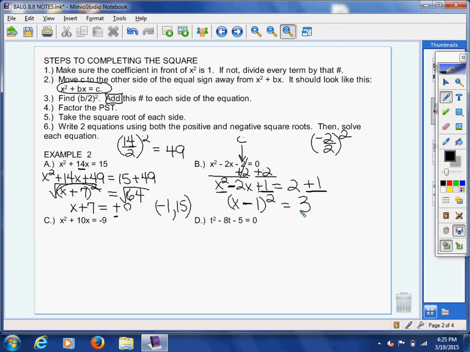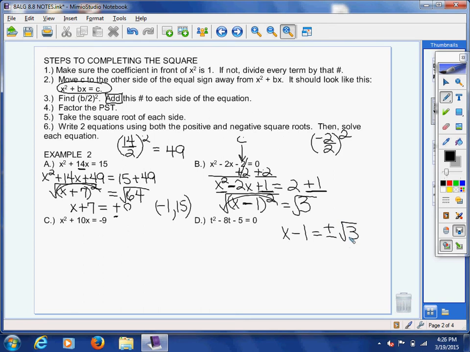Okay, now let's go to step 5. We got to undo that square by taking the square root of each side. And so remember, when you take the square root of any number, you're going to end up with a positive and negative version of that number.